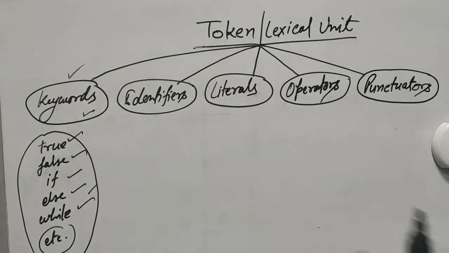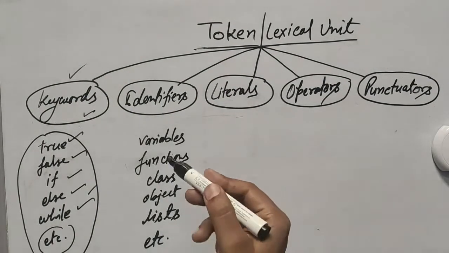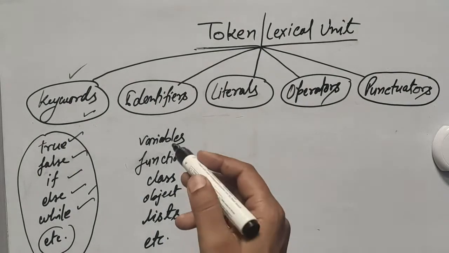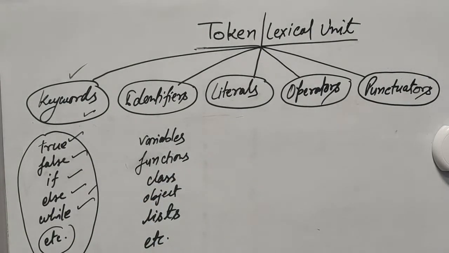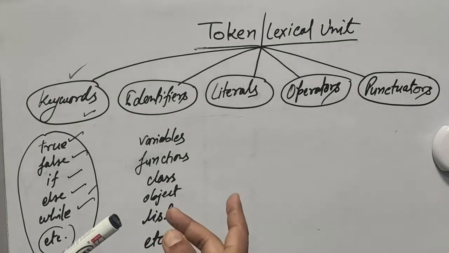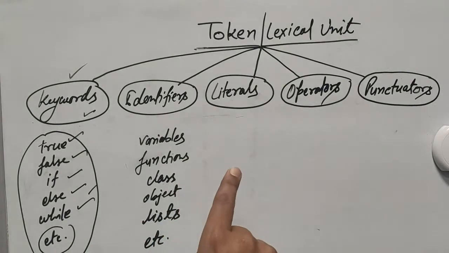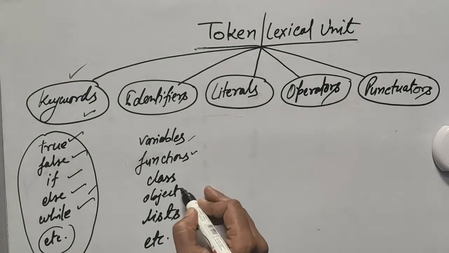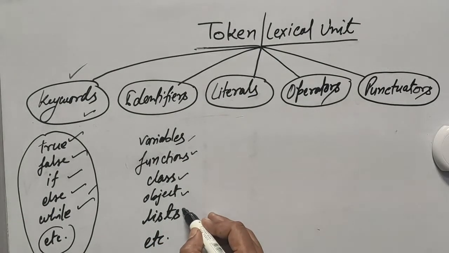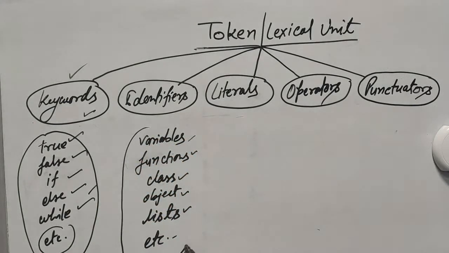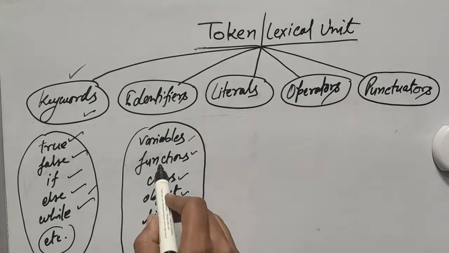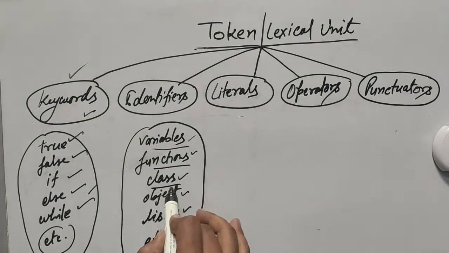Now next is identifier. Identifiers are generally the words which can identify the things that we are going to use in our computer programming. Identifiers are the names given to different parts of the program like variables, functions, classes, objects, lists, etc. These things just identify a particular thing, so they are known as identifiers.